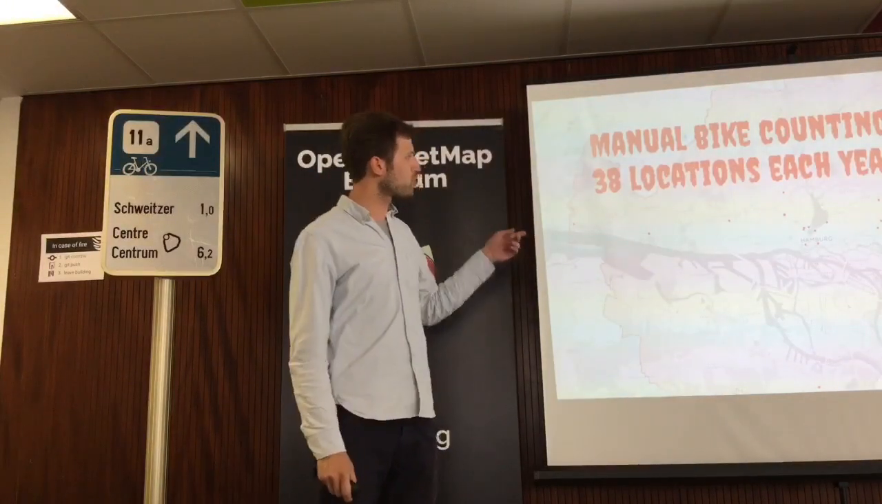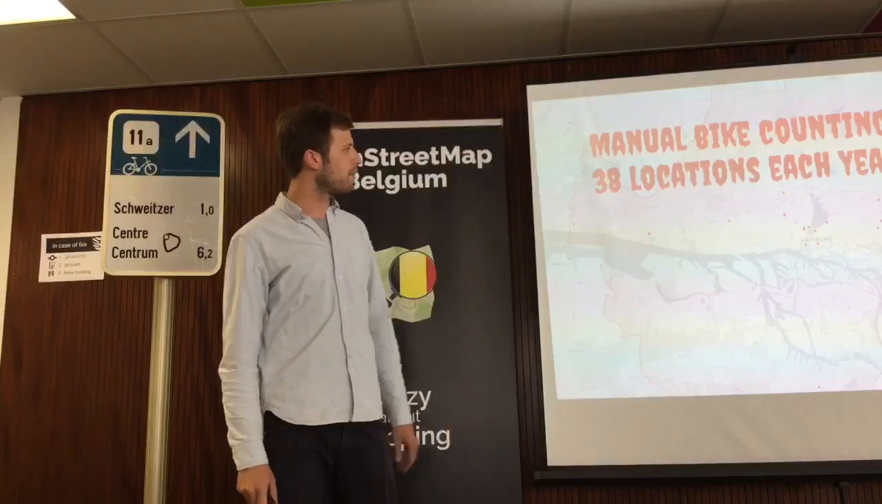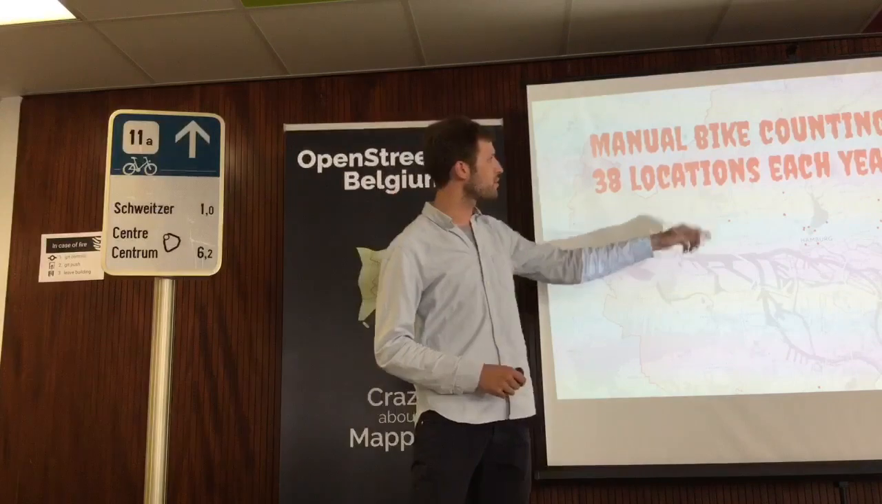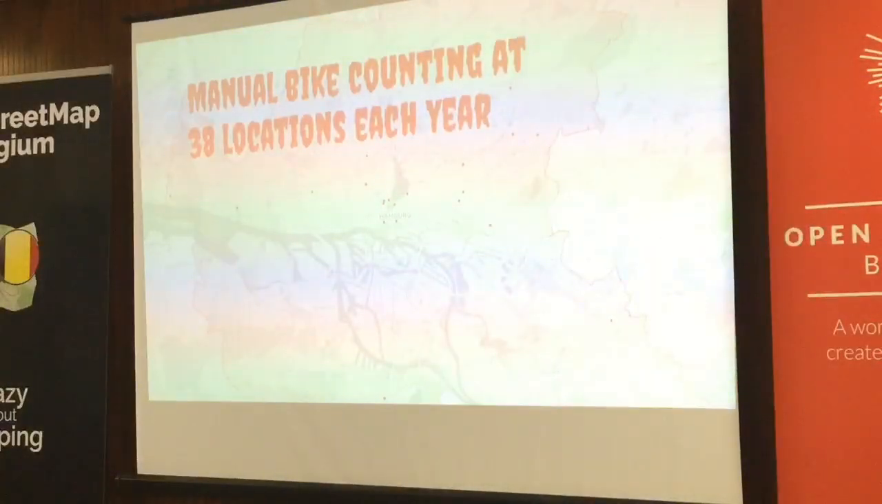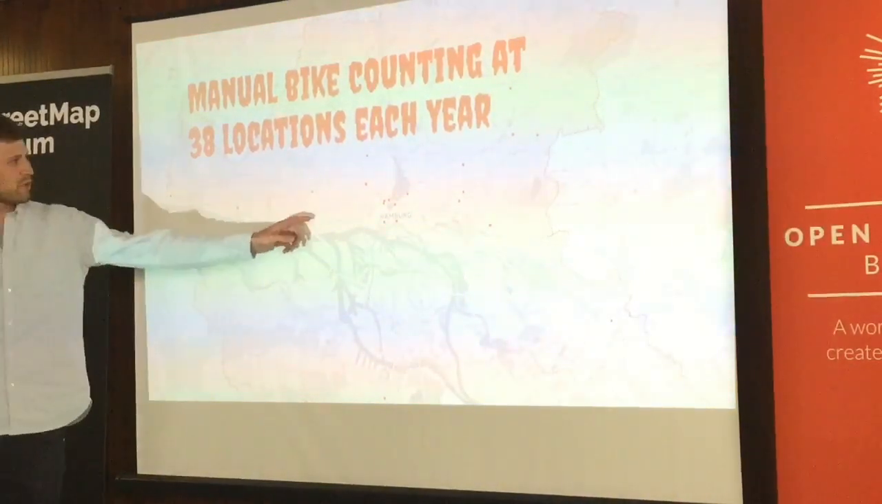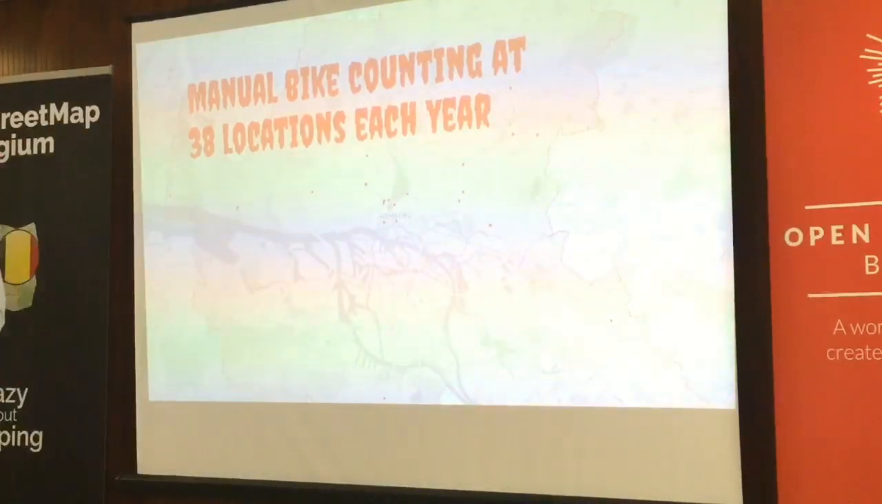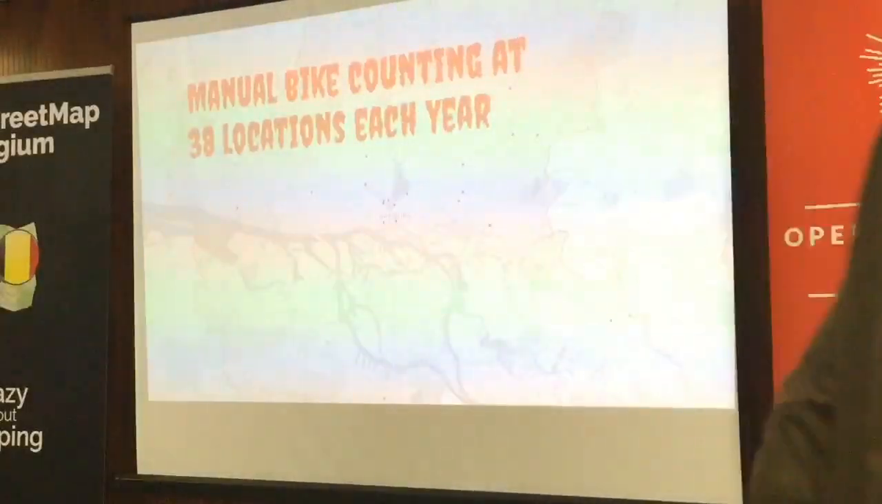And I put up a little map to show you the different locations where they count manually each year. You can see these red dots. There are 38 of them, but as you can see, there's not a lot of measuring, right? There's no measuring here, no measuring here, no measuring here, and it's really just points in the city, not streets. You have no idea between A and B, between two manual counting points, how many people are going, so it's pretty random from my point of view.